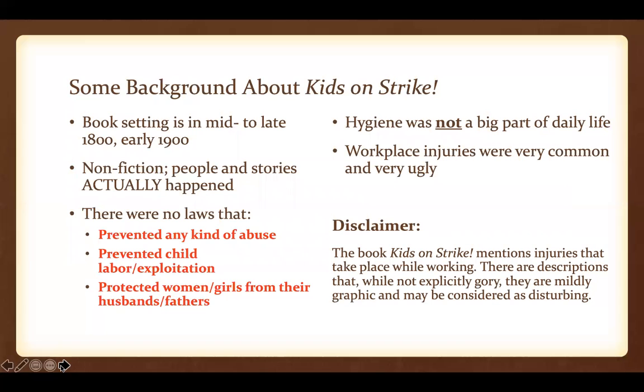Keep in mind also that there were no laws that prevented any kind of abuse to children or women. There were no laws that prevented child labor or exploitation. So that makes me kind of conclude or possibly understand that maybe that's why the kids are not in school, because they might be working. And then there were no laws that protected women or girls from their husbands and fathers, whether it was mental, physical, or emotional abuse.